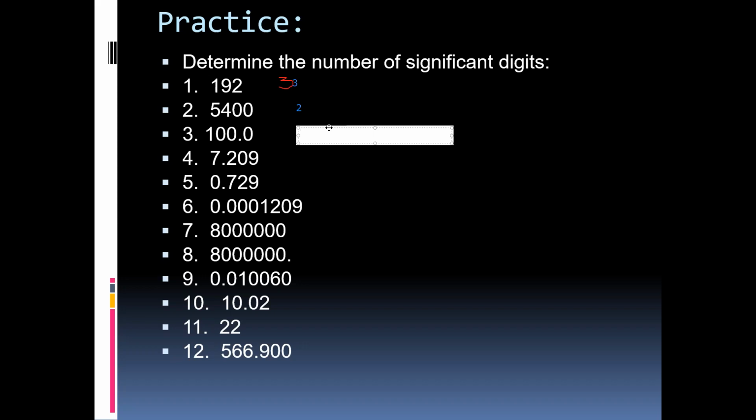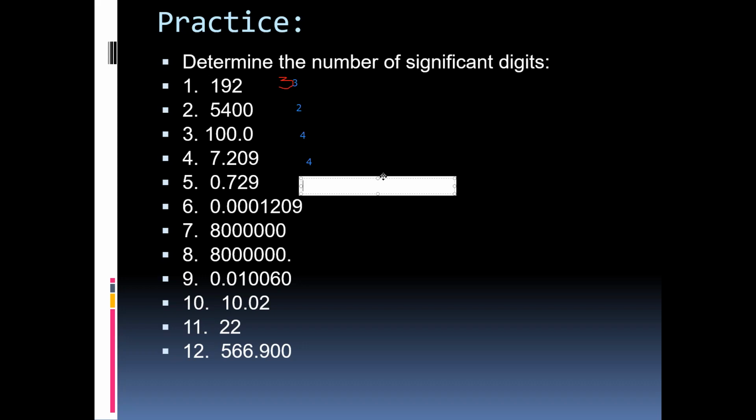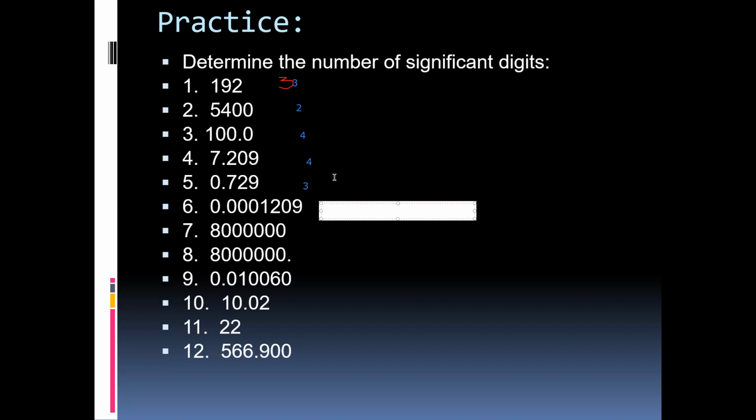So this particular one, the 1 is a non-zero. So that means every single digit on this number counts. So that makes it a 4. Same here. This is the first non-zero, that's 7. So these are all counting. This one too. This one, the first non-zero is the 7. So 3. This one, the first non-zero that we encounter is a 1. So this is 4.